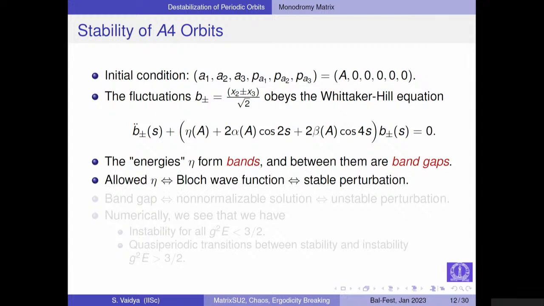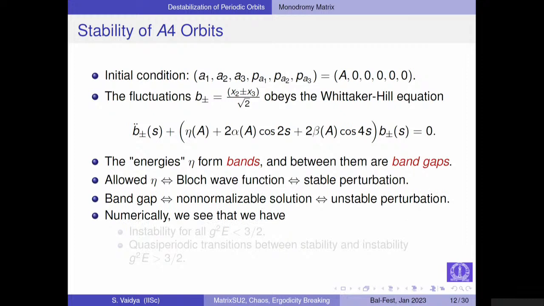So this eta, which is a constant that depends on A: when eta is in an allowed region in the sense of a periodic Schrodinger problem, then the corresponding solution is a Bloch wave function, and that corresponds to a stable perturbation. And when eta is not in the allowed band, then what you get is a non-normalizable solution to this equation. So that means that for this classical mechanical system, this is a perturbation that grows exponentially in time.